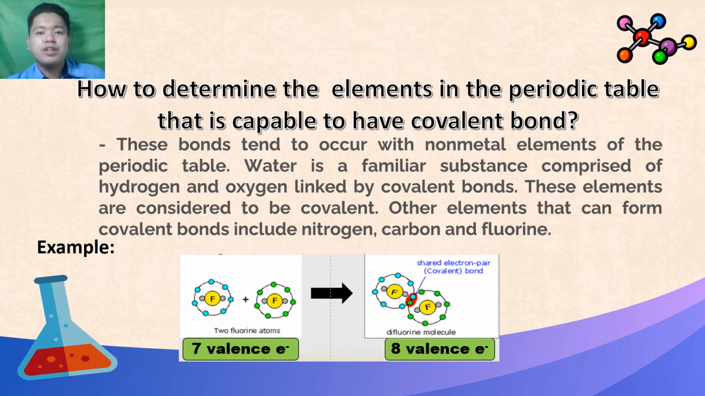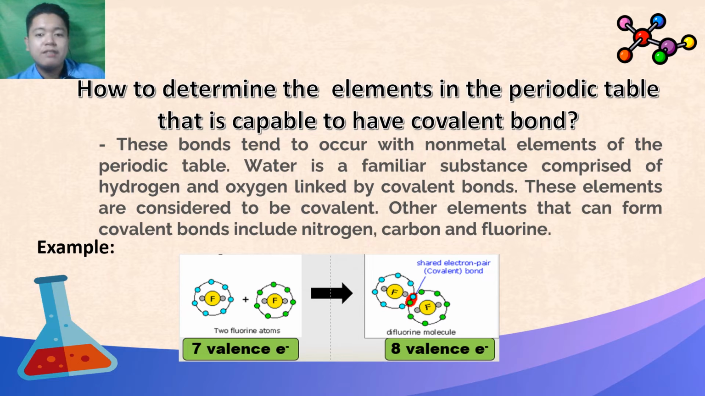So how can we determine the elements in the periodic table that are capable of having a covalent bond? In order for us to identify these elements, we have to look for nonmetals. One of the most common substances that forms a covalent bond is water. It is composed of two hydrogen and an oxygen, which are nonmetals. Other nonmetal elements capable of forming covalent bonds include fluorine, carbon, and nitrogen.